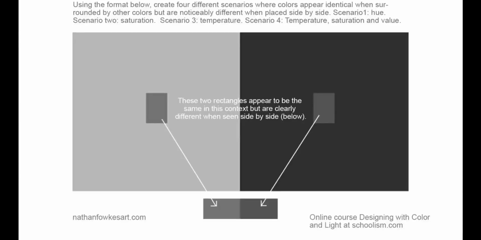Okay, so here's your homework assignment. Using the format below, create 4 different scenarios where colors appear identical when surrounded by other colors, but are noticeably different when placed side by side. Scenario 1, hue. And by that I mean, take 2 slightly different color hues and surround them by colors that make them look identical to each other. Then do the same thing, 2 different saturations but make them look the same. Scenario 3, temperature, warmer, cooler, but make them look the same. And then scenario 4, try and do all of them together at the same time.